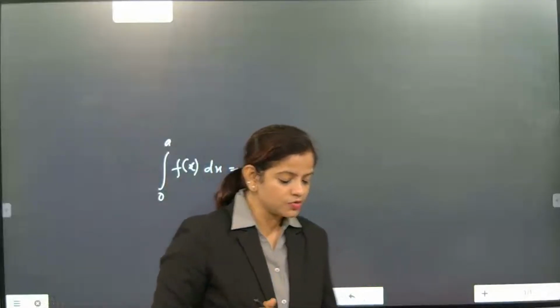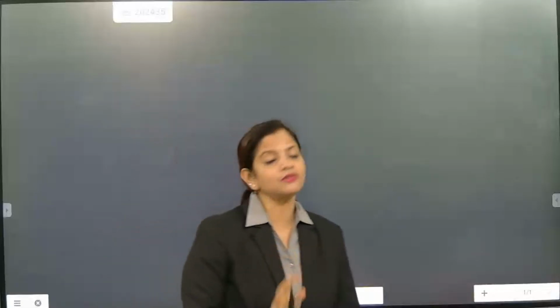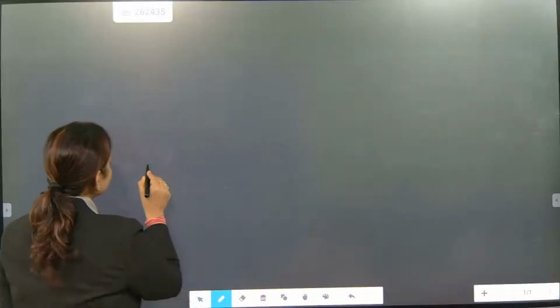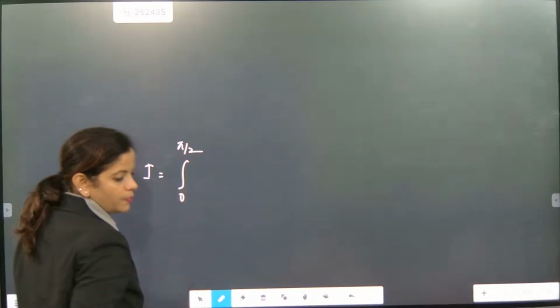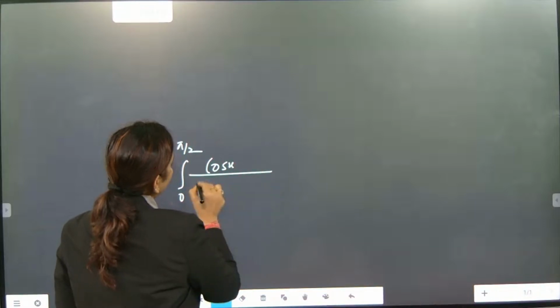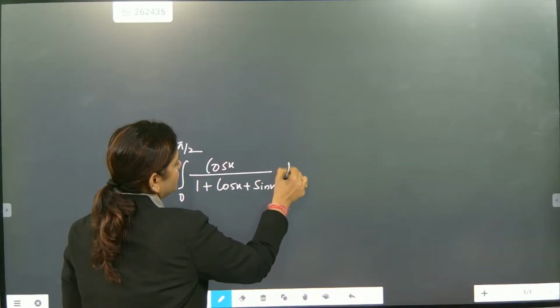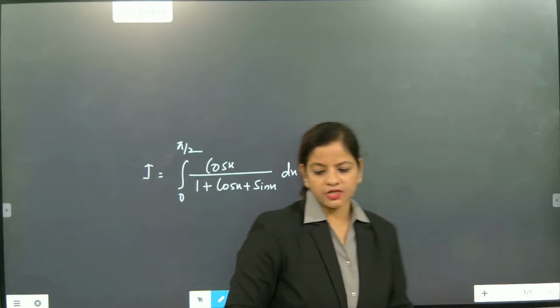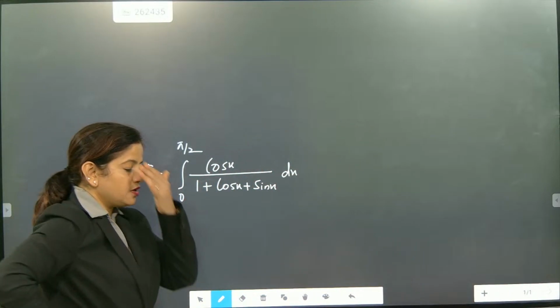Please kindly solve this question now. See, this is the first testing question. Are you able to solve the question or not? Got it? The first question is, note down: I is equal to integral 0 to pi by 2 of cos x by (1 plus cos x plus sin x) dx. Come on, people, try this question now. This is based on the formula I have taught you. So please kindly do it.